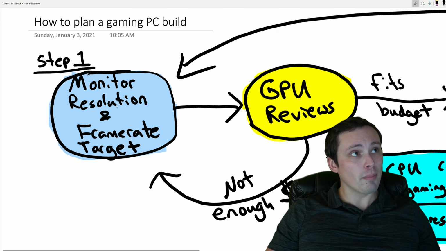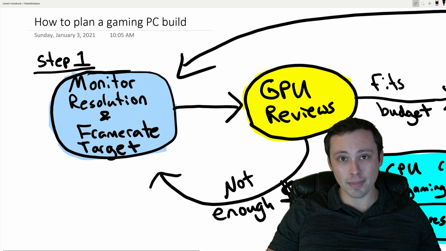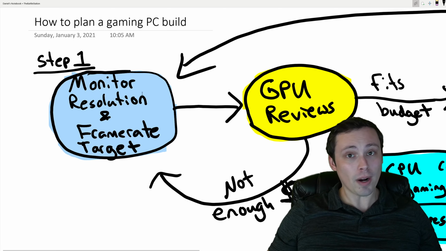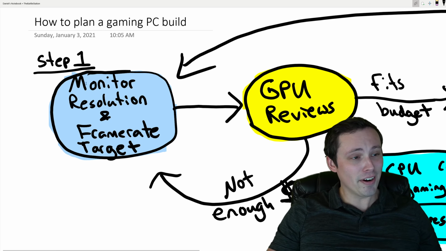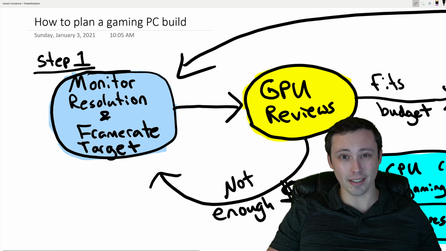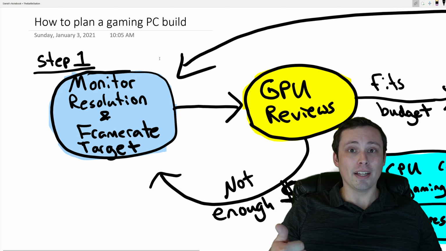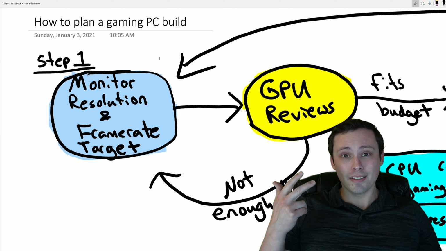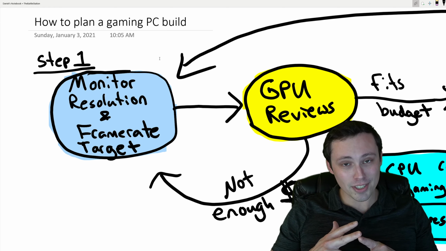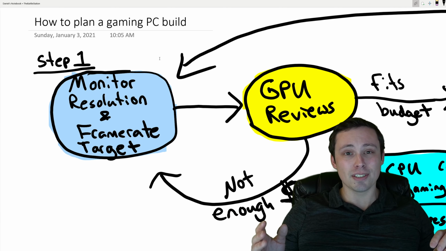Number one is your monitor resolution and frame rate target. And I do want to mention this is for gaming PCs. If your purpose for building the PC is something other than gaming, this is probably not the best guide for you. All right, so for gaming PCs, you want to think through your monitor resolution and frame rate target. Basically, for monitors, you've got 4K, you've got 1440p, and then you've got 1080p. And then each of those comes with a variety of frame rate options. And you could also even go ultra-wide versions of those.